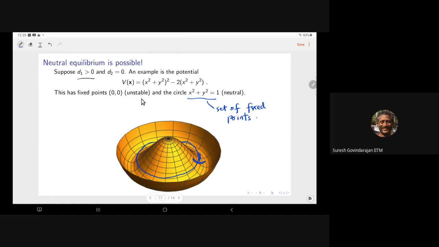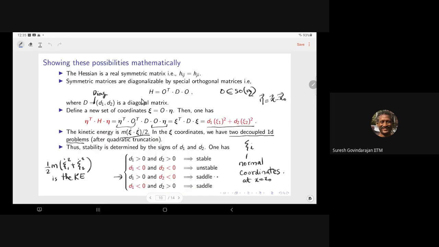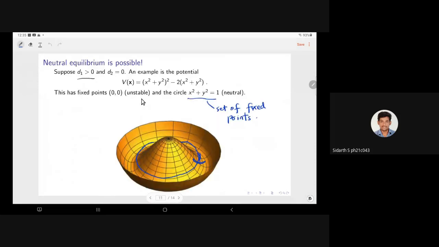Okay, so neutral equilibrium is also possible. So this last set, basically you're saying the stability depends on the direction that we are choosing, right? Yeah. So the correct statement here would be: along Xi1 it is stable and it is neutral along Xi2.